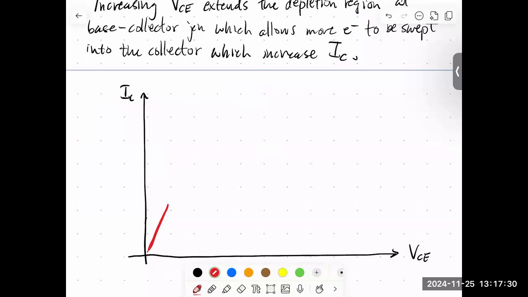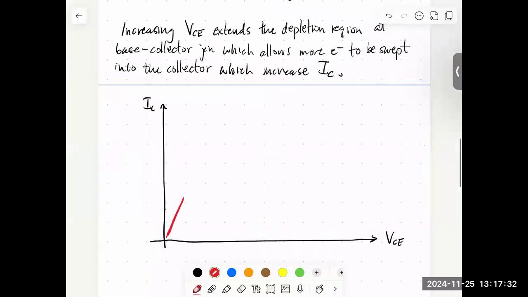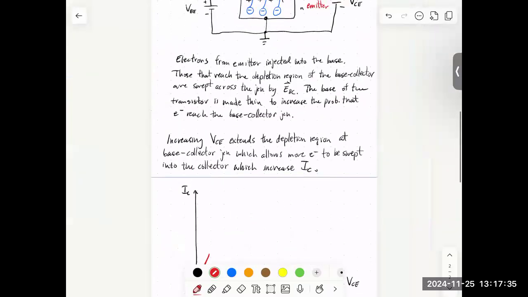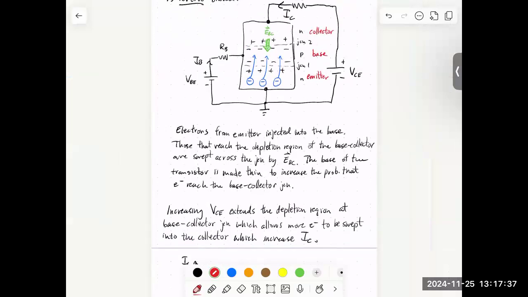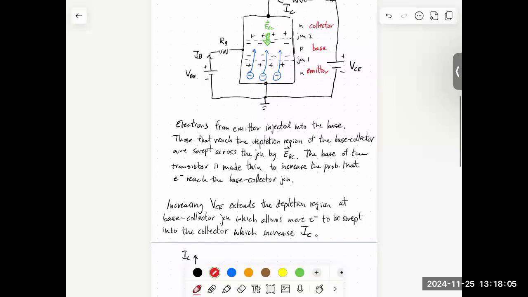Well, we could keep increasing this collector emitter voltage, but at some point, essentially all of the electrons that are injected into this emitter are going to go across the transistor into the collector. And once we have 100% of electrons reaching this junction, then turning up this voltage more doesn't do anything because all of the charges are already crossing into the collector region. And so we reach this plateau where the collector current no longer increases.